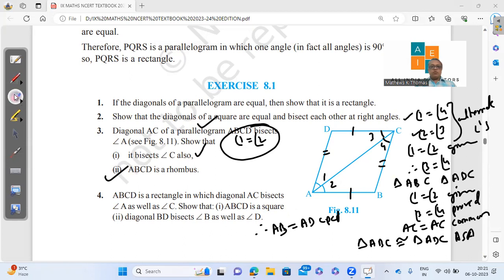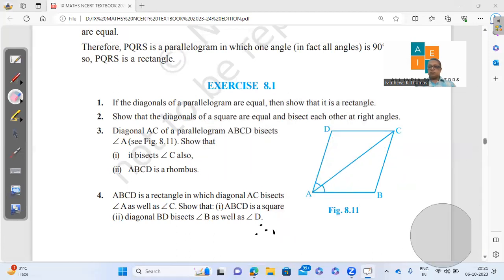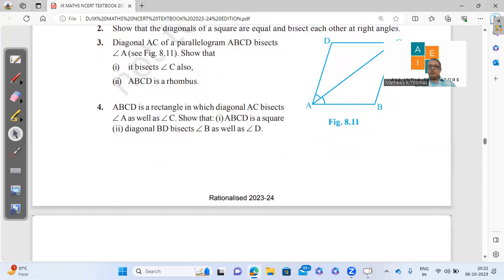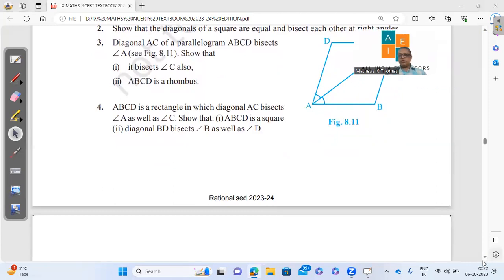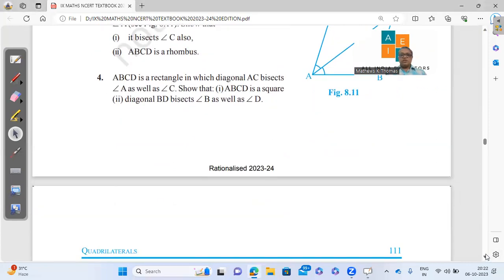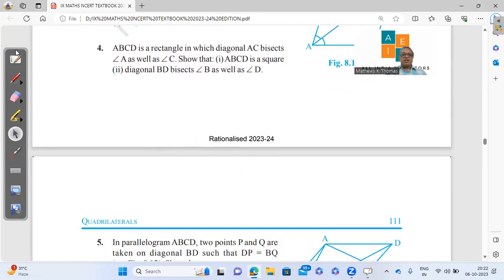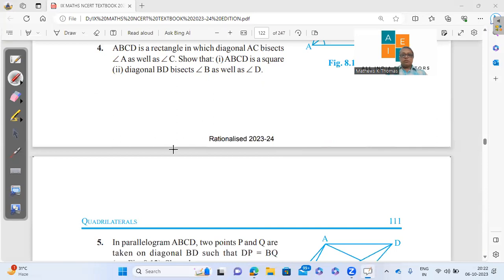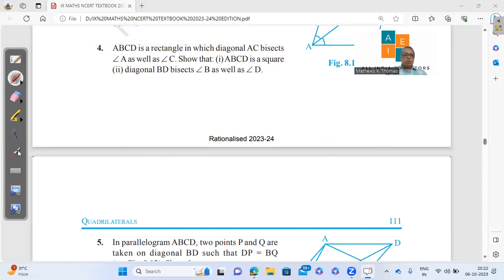Then we go to question number 4. So question number 4, the diagram is not given, we need to make it. What is given to us in the question is ABCD is a rectangle.